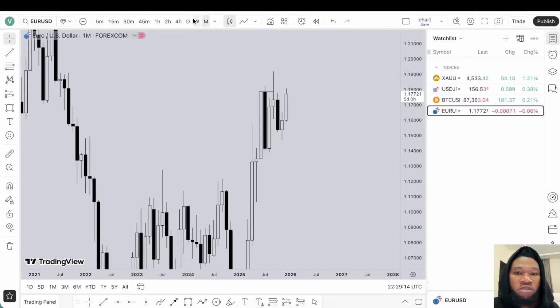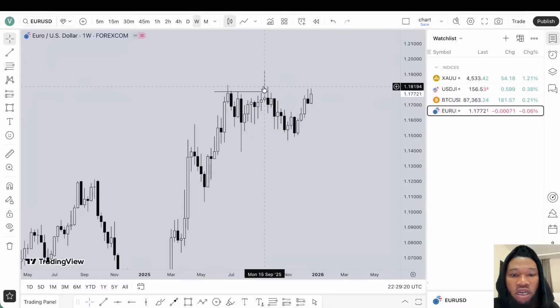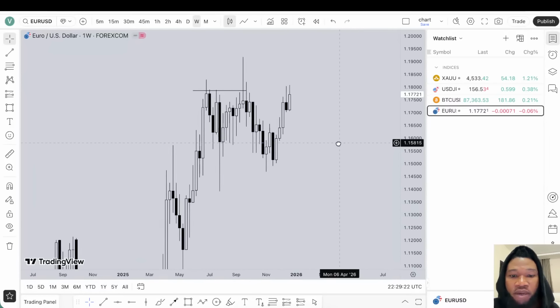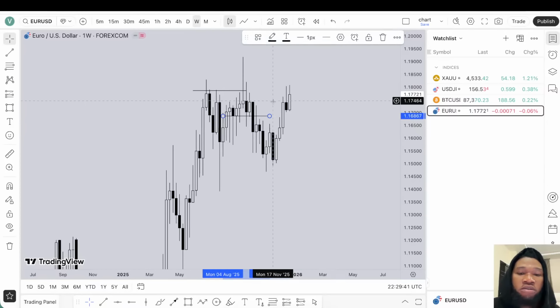Then after monthly reject monthly, we had a weekly breakout. Even the weekly breakout was here.